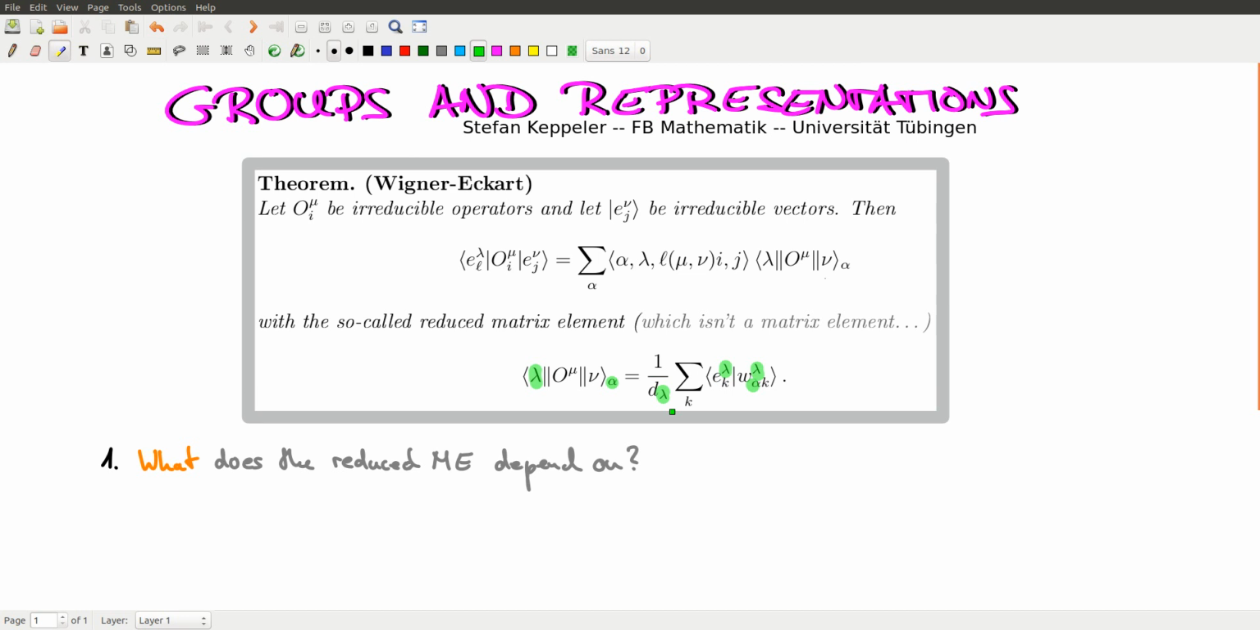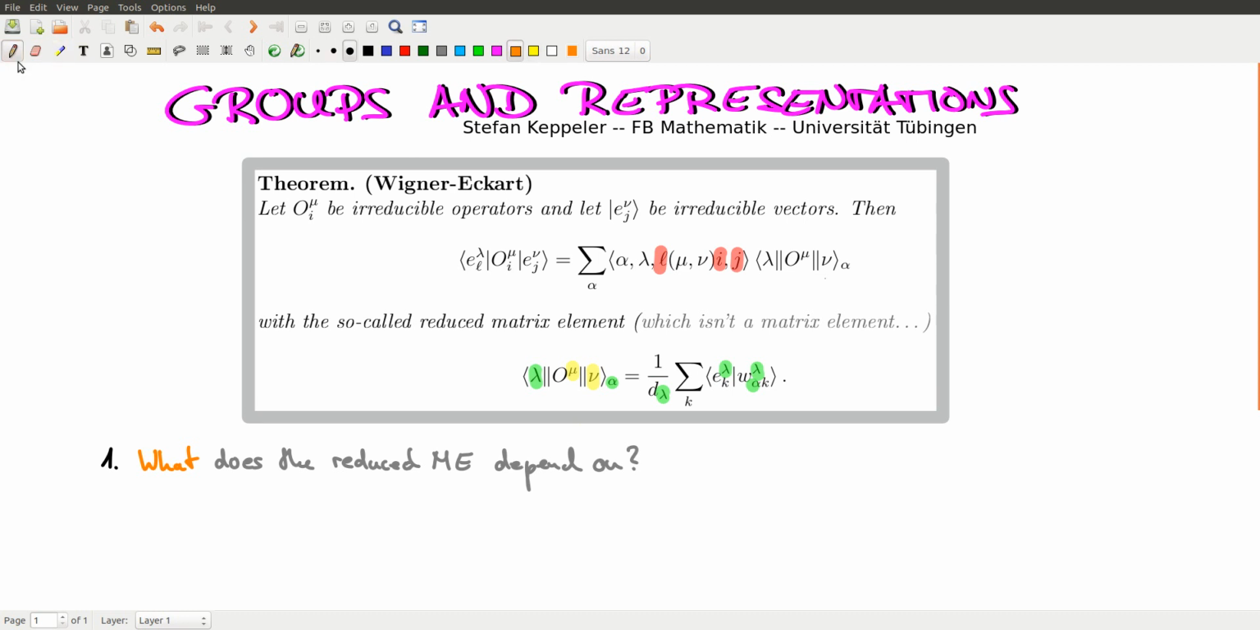The reduced matrix element does not depend on I, j, and L. So which individual basis vector you're just using, it doesn't depend on that. It's more a statement about which irrep is involved. And now you might wonder whether it does depend on mu and nu, these irreps.